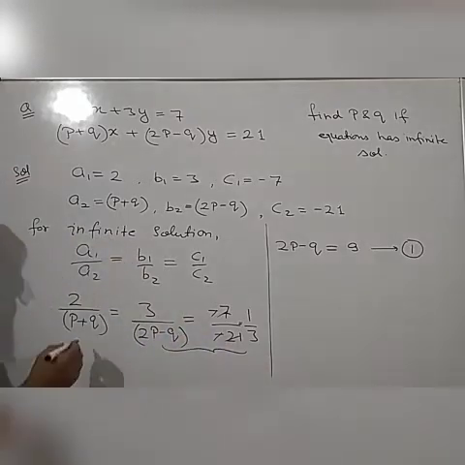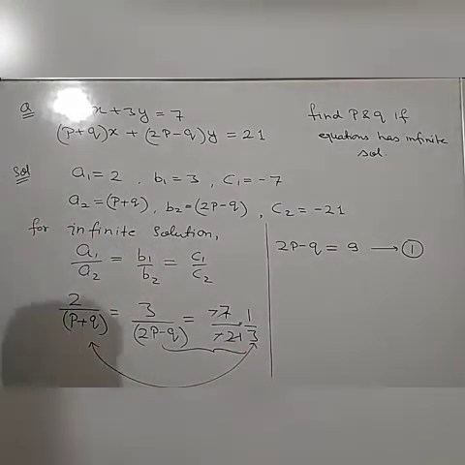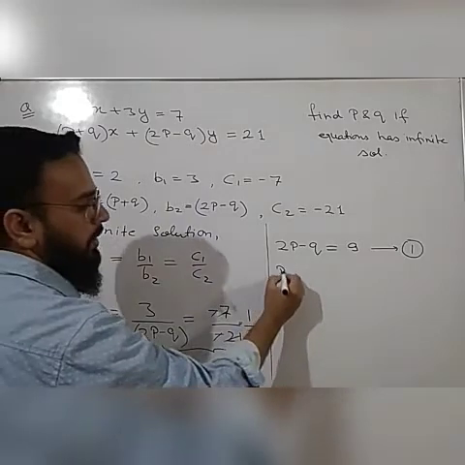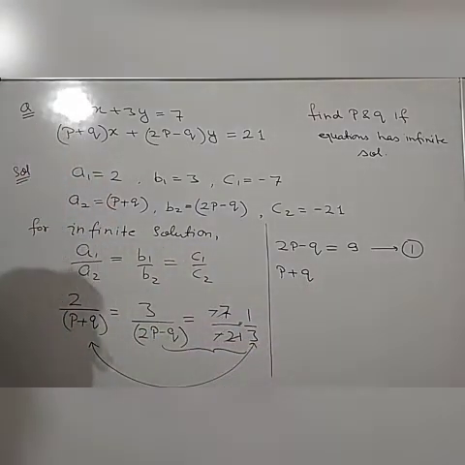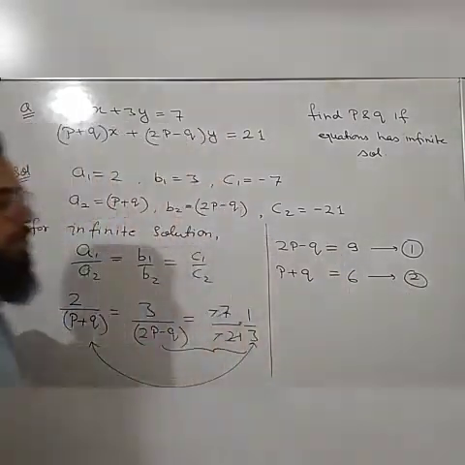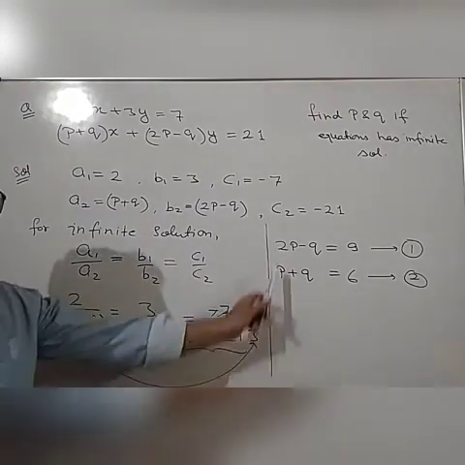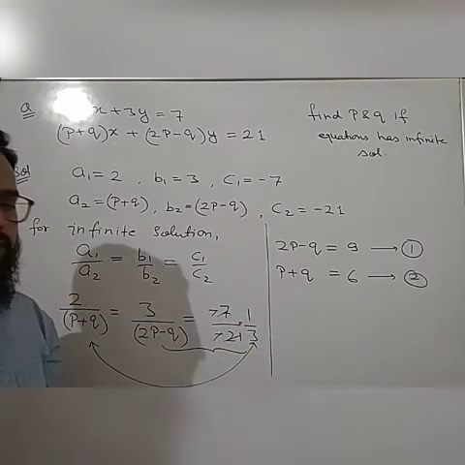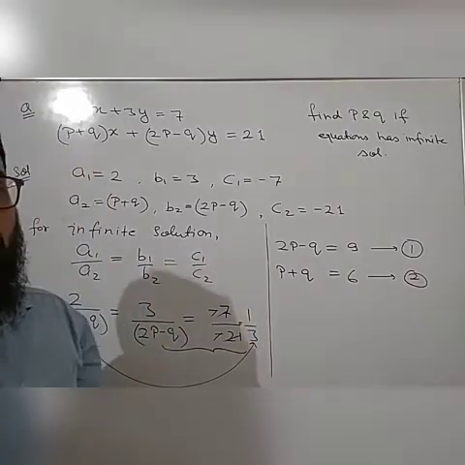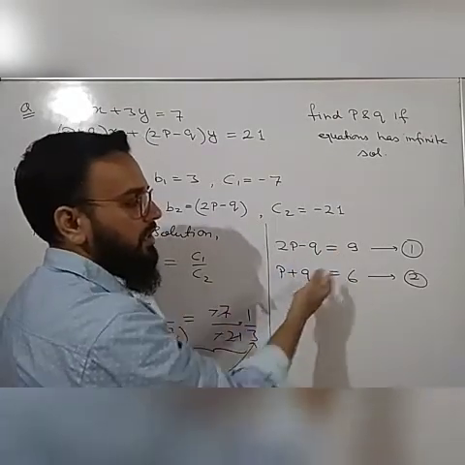Similarly, we can find one more equation by equating the first and last terms. When we cross multiply these two terms, (p plus q) into 1 will be p plus q, and 3 into 2 will be equal to 6. So we get another equation, number 2. Because there are two unknowns, there should be two equations so that we can get the values of those two unknowns. The first equation is 2p minus q equals 9, and the second equation is p plus q equal to 6. Now these are linear equations in two variables.